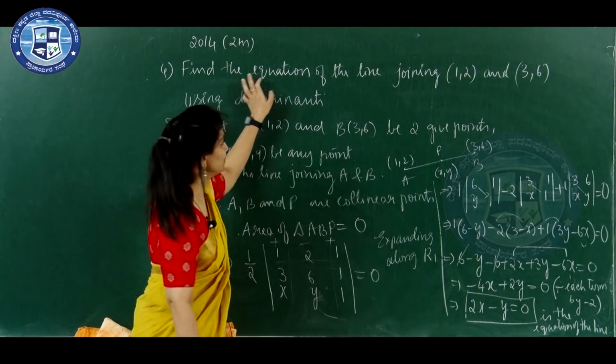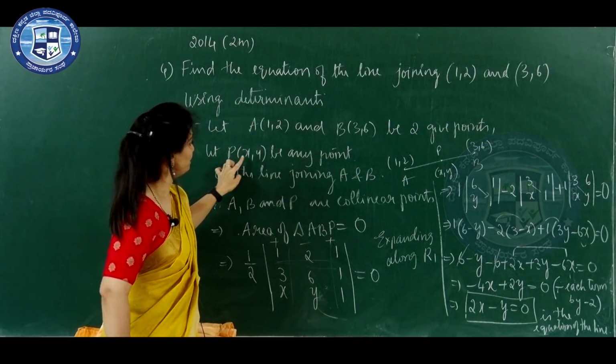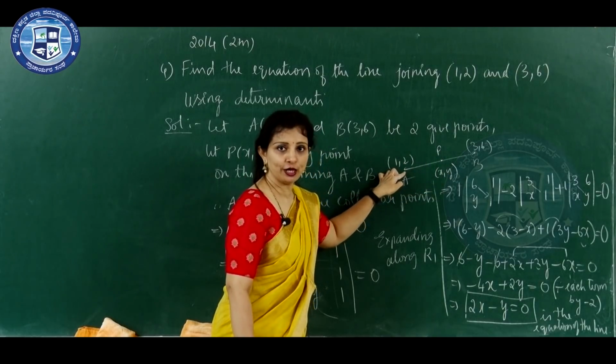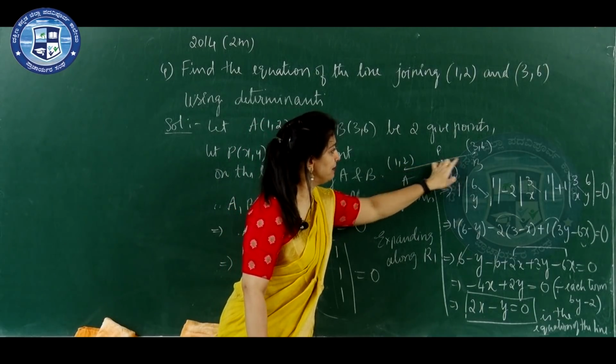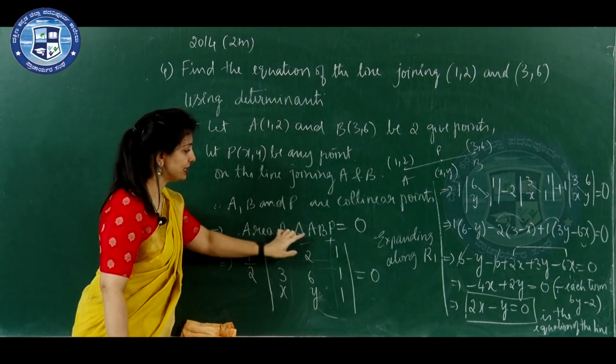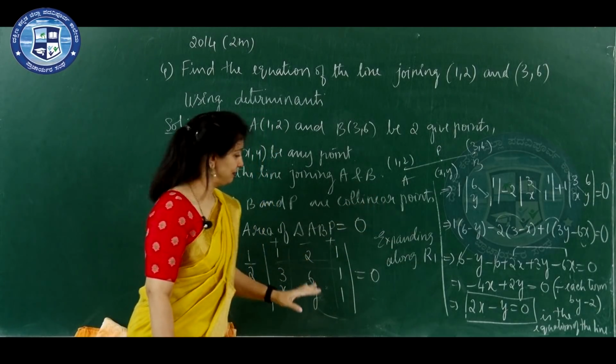So, first we assume that the given 2 points are A and B, and let us assume one more point P(x, y) on the line joining the 2 points. So, A, P, B are collinear. The 3 points are collinear, so the area of triangle ABP is equal to 0. You can say ABP or APB, they are the same.